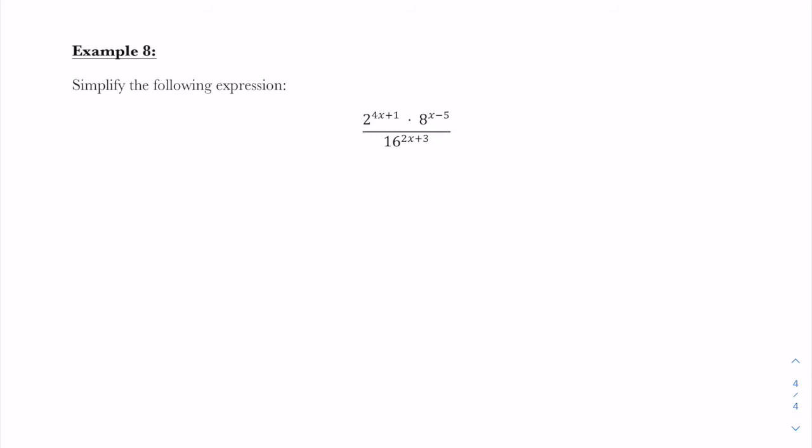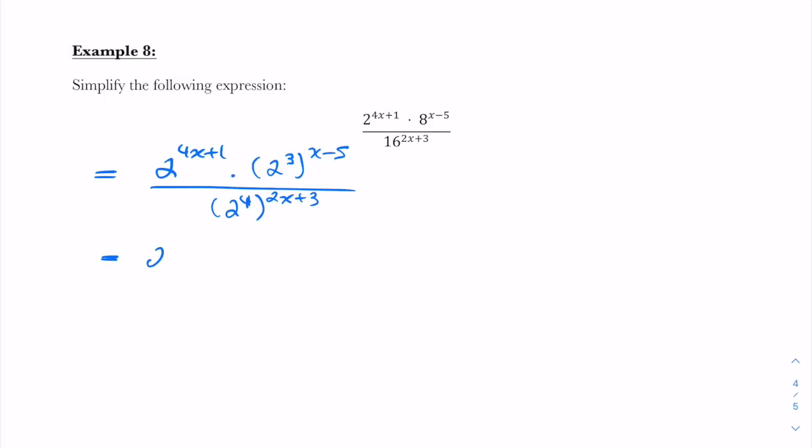Okay, here we go. We've got bases of 2, 8, and 16. Let's write all of these powers to a base of 2. The first one is already done, so just rewrite it. Instead of 8, replace the base with 2 to the exponent 3. And for the denominator, 16, replace that with 2 to the exponent 4. For questions like this, you'll always be able to find some sort of a common base.